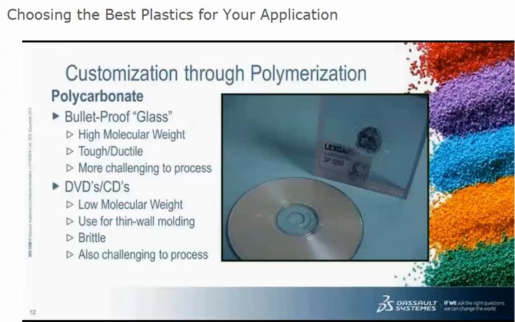It's very tough and ductile, but it can be very challenging to process because of the high molecular weight. That just means you might need high temperatures and high pressures to process that material. If through polymerization I achieve a polycarbonate that has a very low molecular weight, now I've got a material that I can use in very thin-walled injection molding applications such as DVDs or CDs. That material is going to be very brittle compared to the bulletproof glass, which is going to be very tough and ductile. So same material, I just change the molecular weight, and in end-use applications I have something quite different from one to the other.